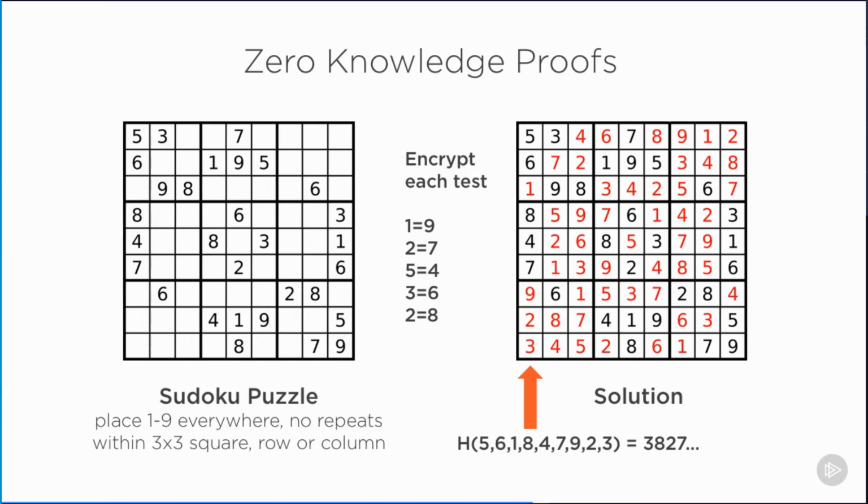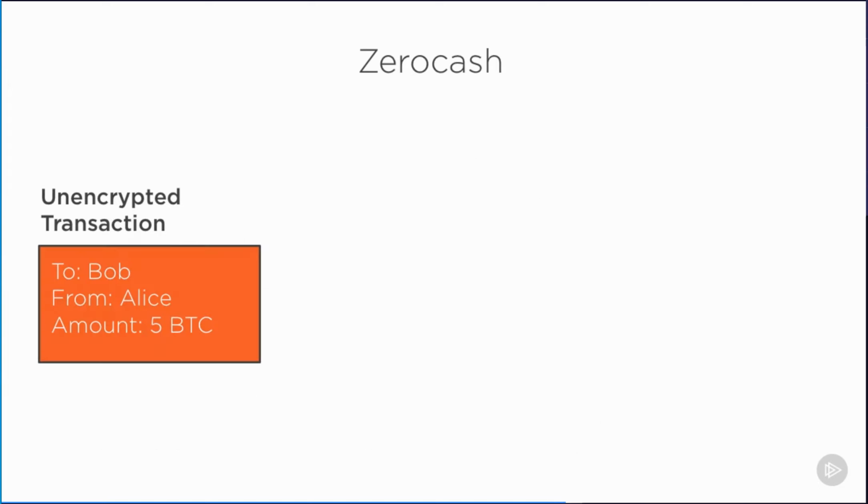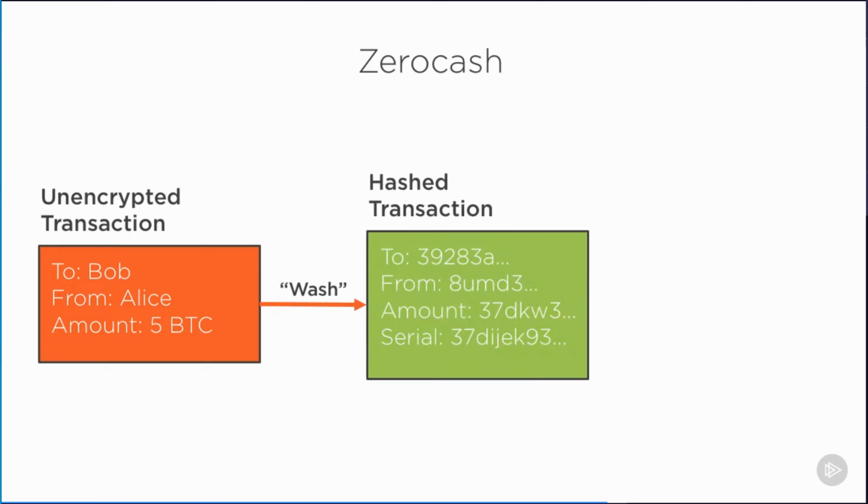I hope this helps convey the incredibly daunting task that zero-knowledge proofs are designed to carry out, to prove without revealing anything. Zero Cash uses this concept to anonymously transfer coins. It's built on top of a Bitcoin-like system with regular transactions, but you can also wash coins by sending them to zero coins. A zero coin is like a regular coin created with a transaction, but that transaction is hashed, thereby obscuring the recipient, sender, and amounts.